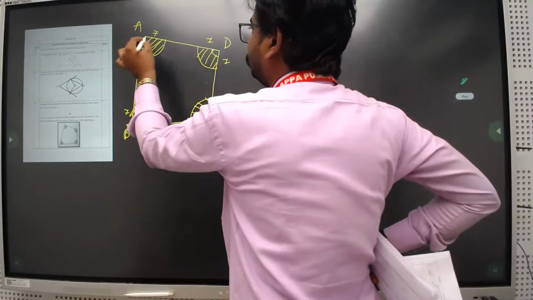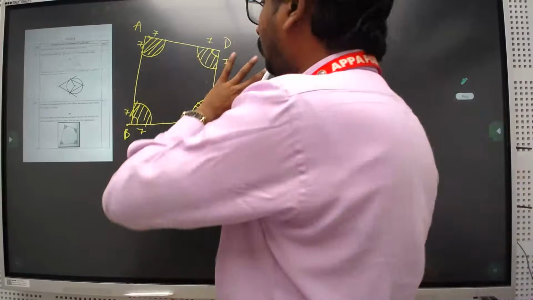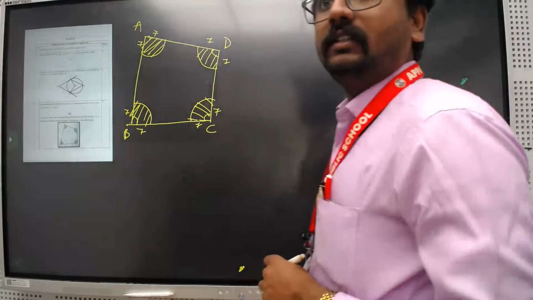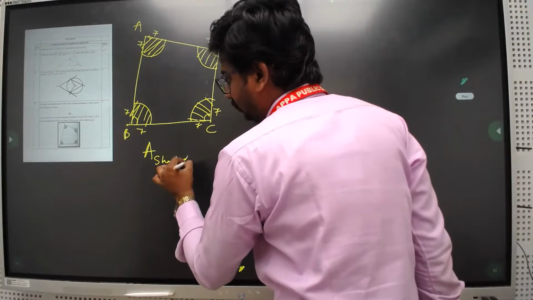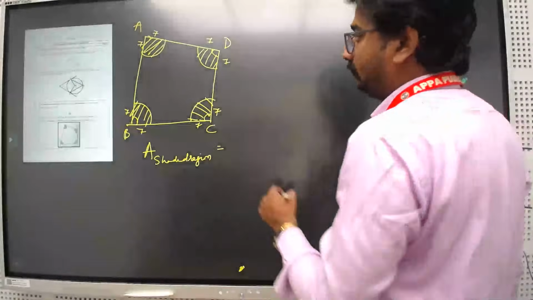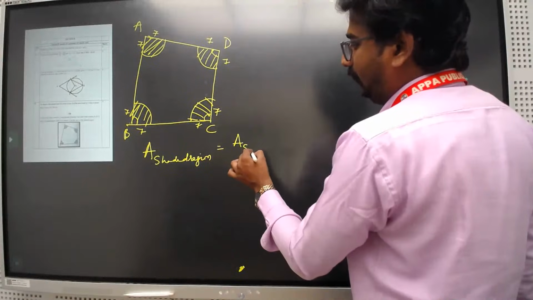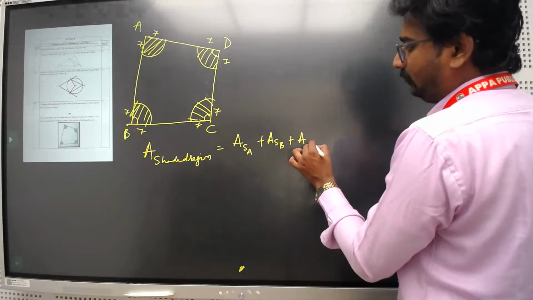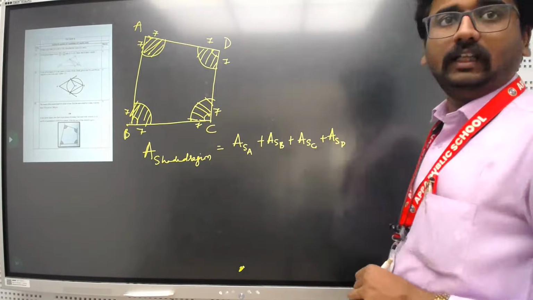But I don't know angle ABCD. But they all are in the shape of sectors. Find the area of the shaded region. Note down. Area of shaded region is equal to area of sector A, area of sector B, area of sector C, and area of sector D.